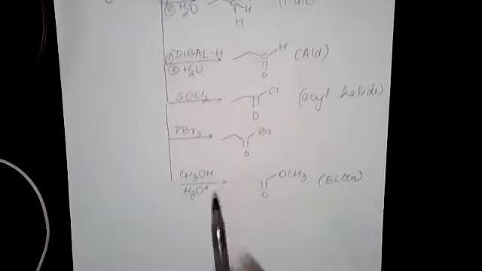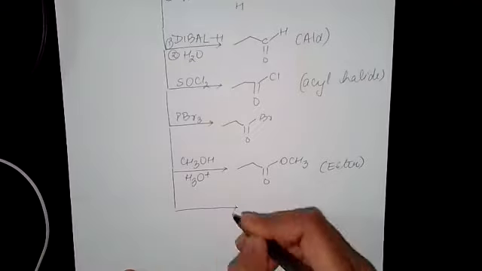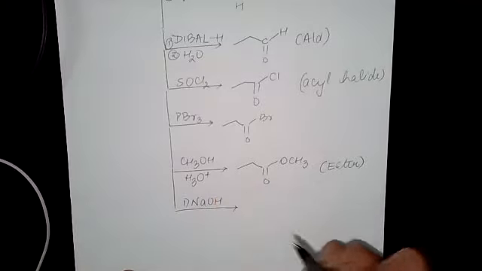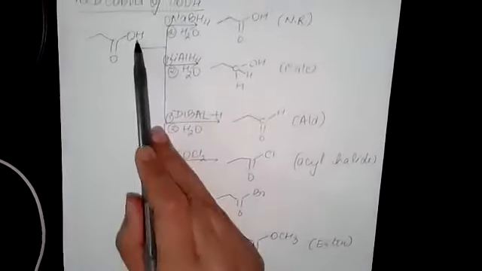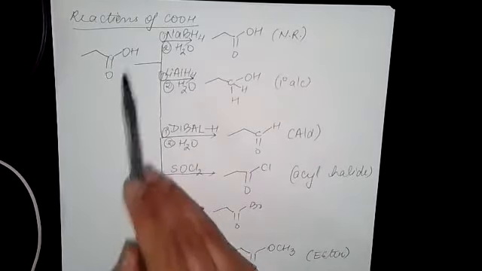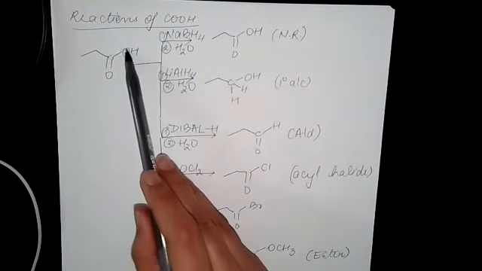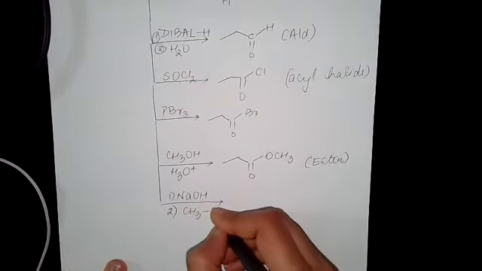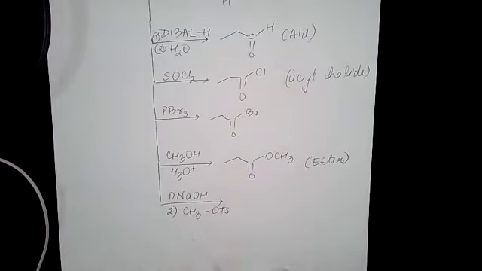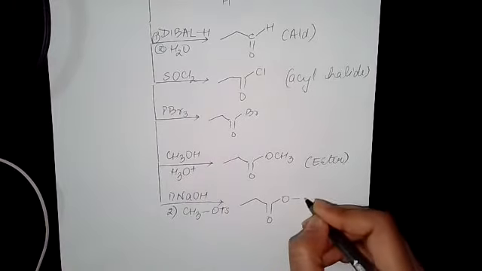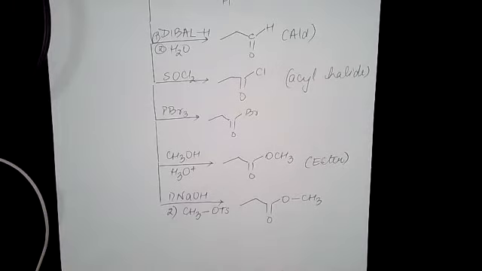You can also generate an ester in presence of a base, but in that you will have to use the base first so that you can get rid of the acidic hydrogen and generate a sodium propionate at this point. So with the O negative, it will attack your alkyl carbon and kick out the leaving group.